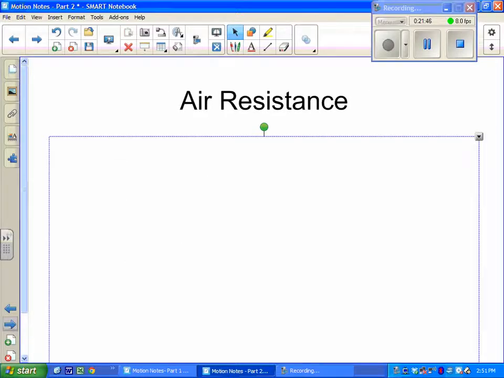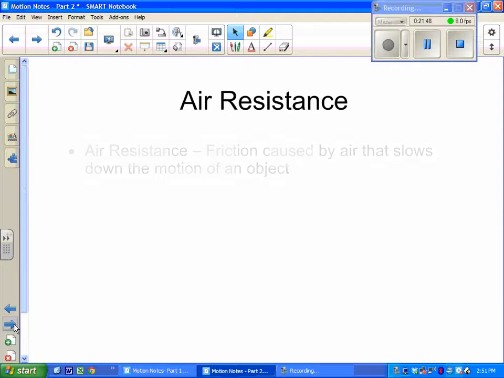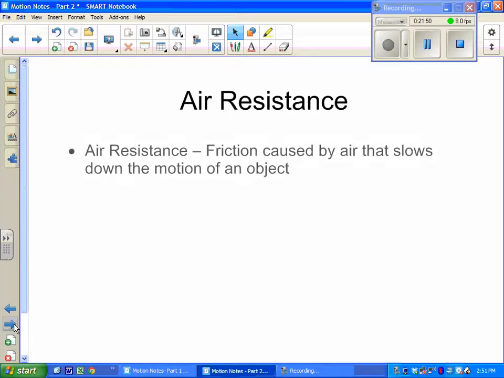Air resistance is the friction caused by air, and it slows down the motion of an object. So if you're driving down the freeway, you roll down your windows, you stick your hands out, you can feel the air hitting your hands. And it actually hits them pretty hard. So that force slows things down.